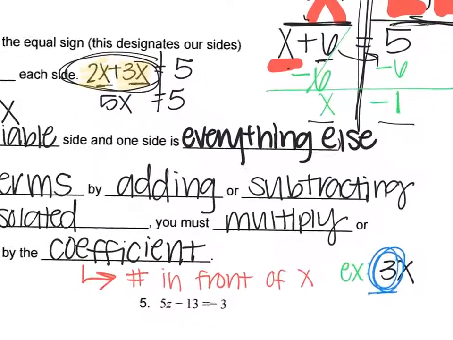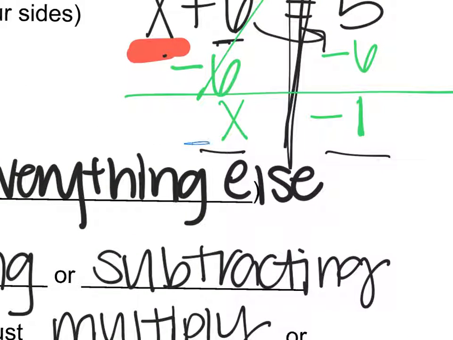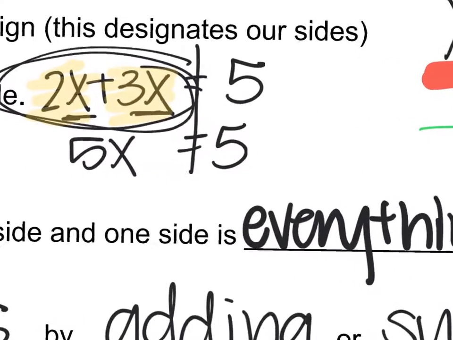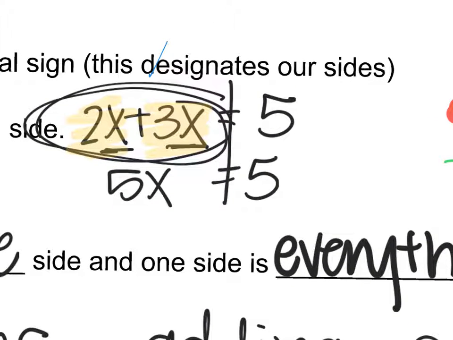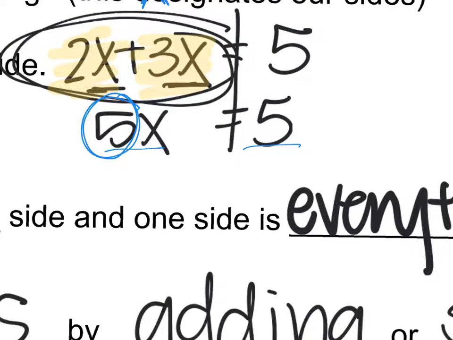So like in my example up here, I don't have anything here in front of x, so I'm done. My answer is x equals -1. We finished. But in this example over here, I've got my x side, my everything else side. I've got 5x equals 5. Well, all my x's are on one side, and all of my everything else is on one side. Now, I've got to get x by itself. I only want x over here, and right now I've got 5 x's. So I have to divide by the number in front of x, and in this case, the number in front of x is 5. So I've got to divide by 5.